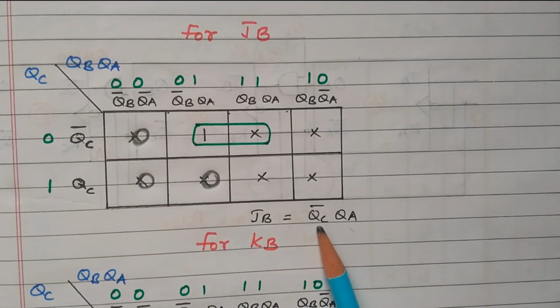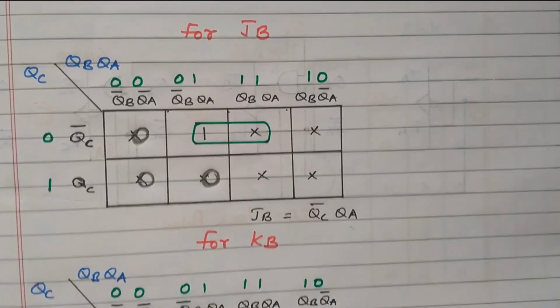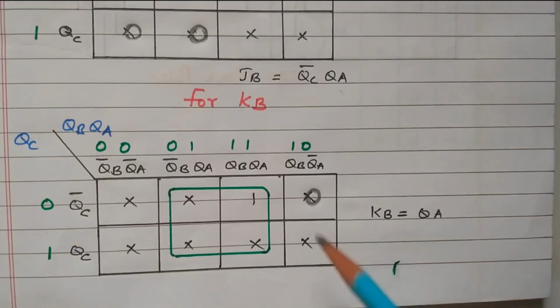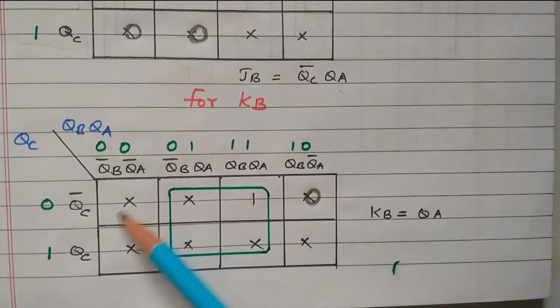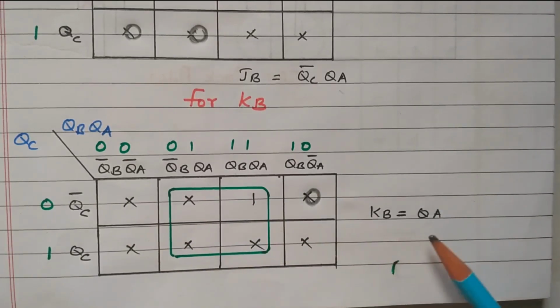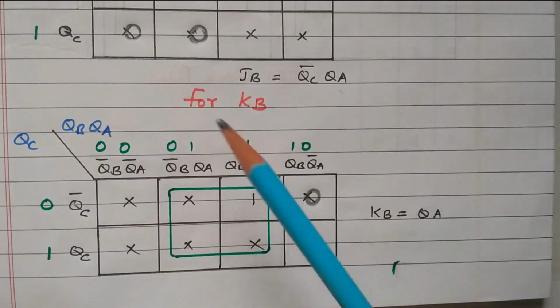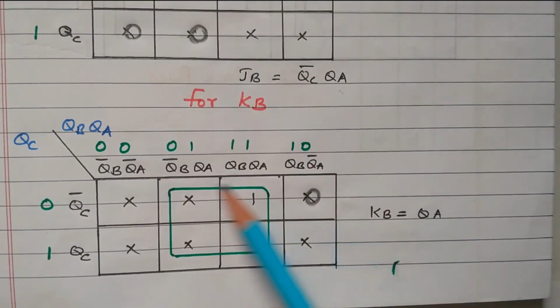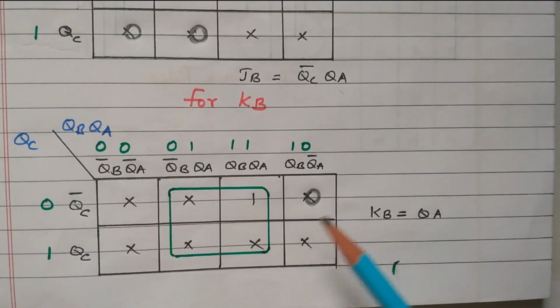So that we got QC bar and QA. Similarly KB also, this is 0. So that we are not able to combine all 8 cells. Only we can combine this 4 cell. So that we got KB also, KB is QA, right. So it's a small correction. So here this is 0. Otherwise we can make it as all 8 cell we can combine. So that because of 0 we are not able to combine.